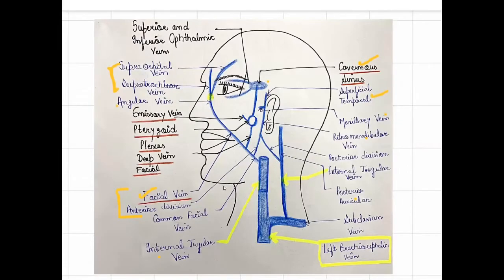So the important facial veins are the supraorbital vein, supratrochlear vein, angular vein, facial vein, then the superficial temporal vein, maxillary vein, retromandibular vein, the internal jugular vein, and the subclavian vein.